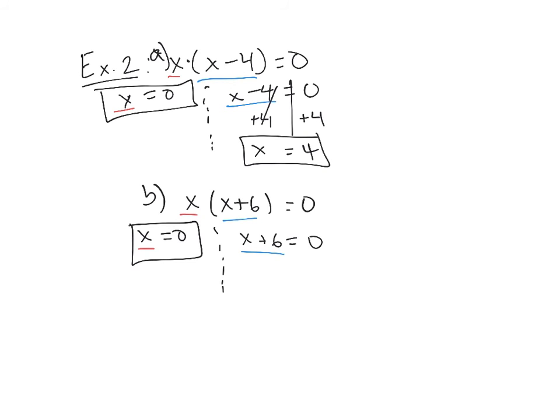So again, we get that first one, x equals 0, automatically. For the other one, we have to subtract the 6 over to the other side, and we get x equal to negative 6. So hopefully you got 0 and negative 6 as your answers.